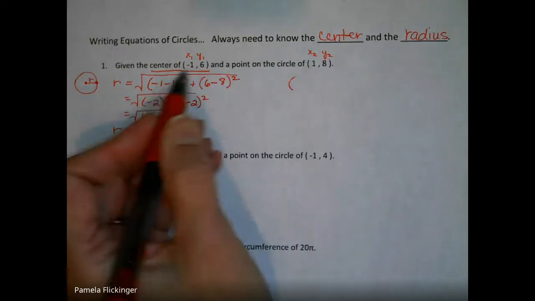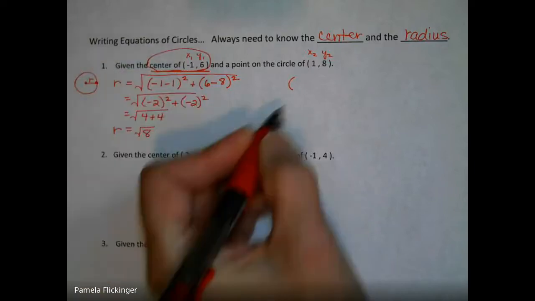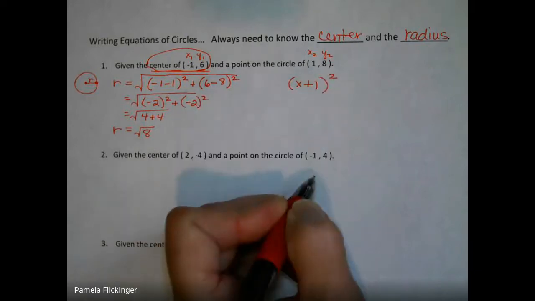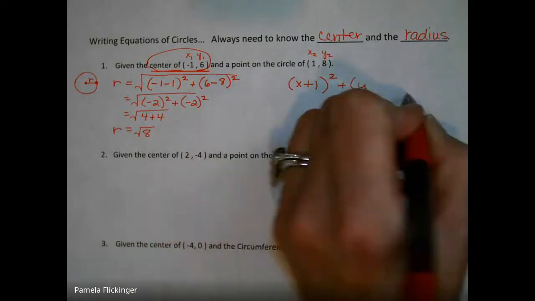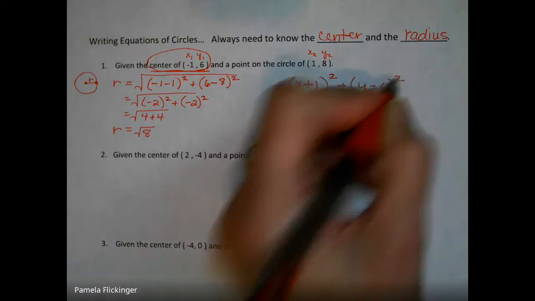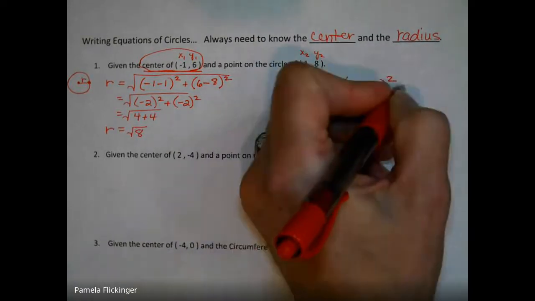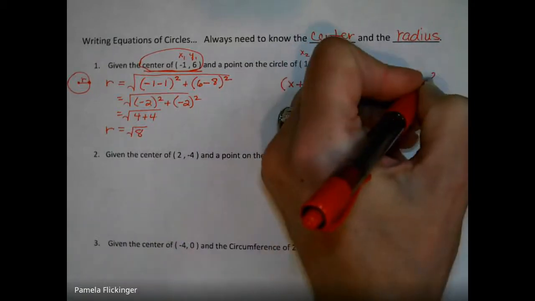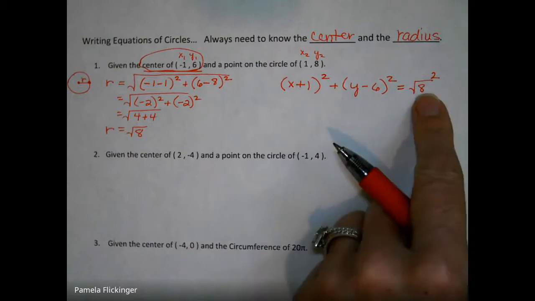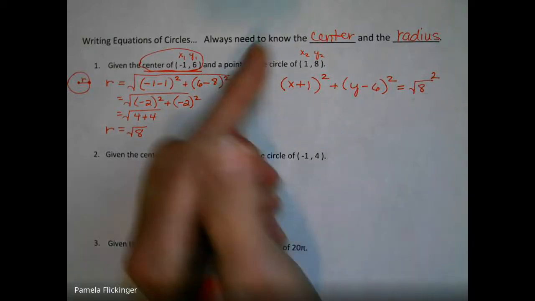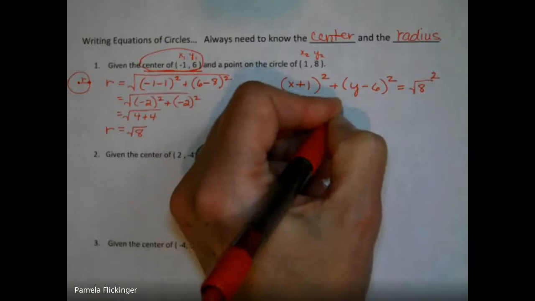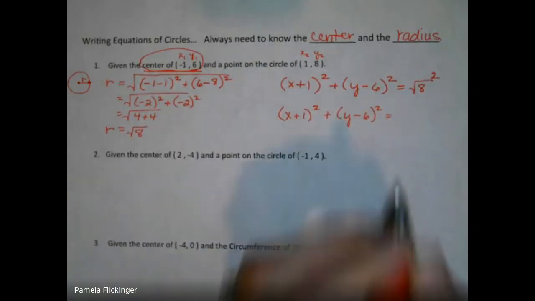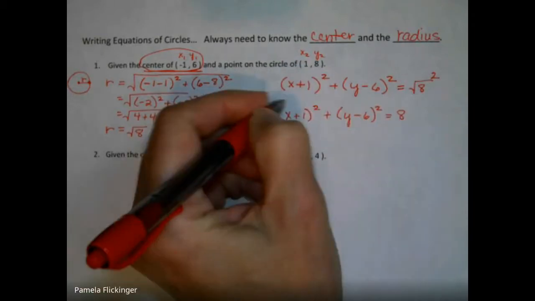All right, remember, this is the one that's the center. So we've got x minus a -1 makes it a +1, plus, and then y minus the 6, that quantity squared, equals, and then our radius was the square root of 8 squared. And then the squaring and square rooting cancel, so our final equation is the x plus 1 quantity squared, the y minus 6 quantity squared will just equal 8.